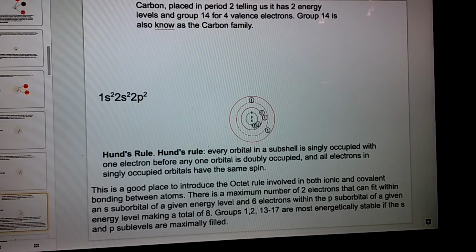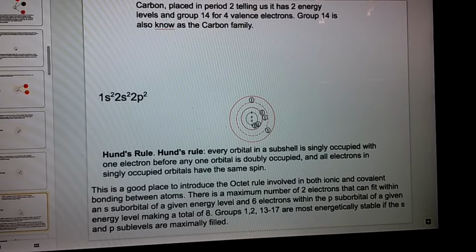Carbon, placed in period 2, telling us it has 2 energy levels, in group 14.